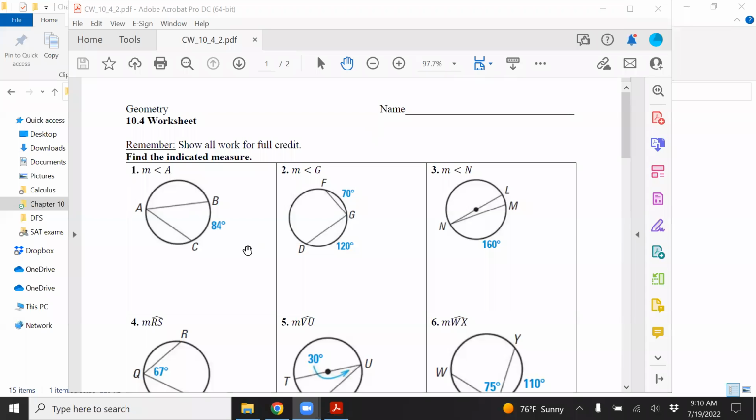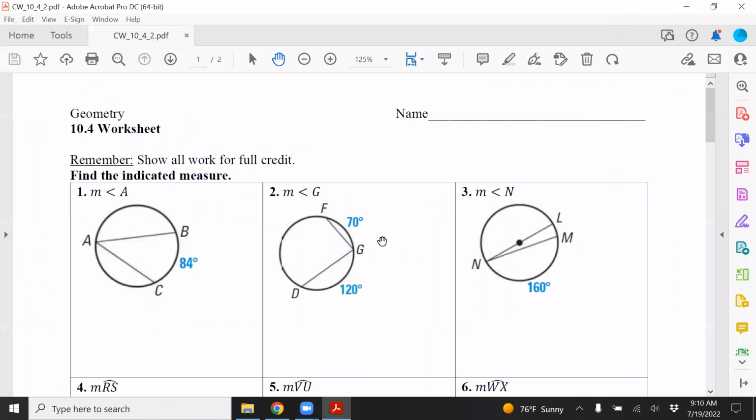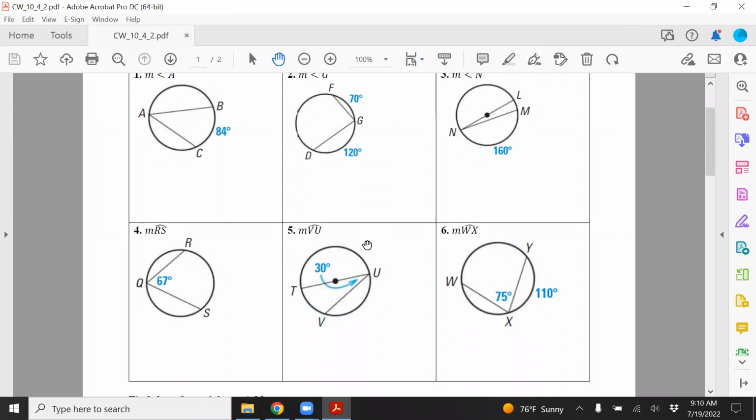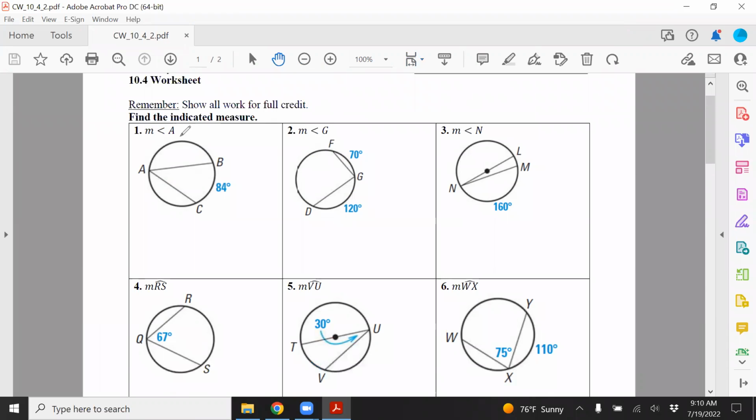Okay. So let's look at 10-4. We'll look at the odds. First of all, are there any questions on this worksheet that you guys want to ask? Anything that you guys were confused about? No? Okay, I'll quickly go over these then.